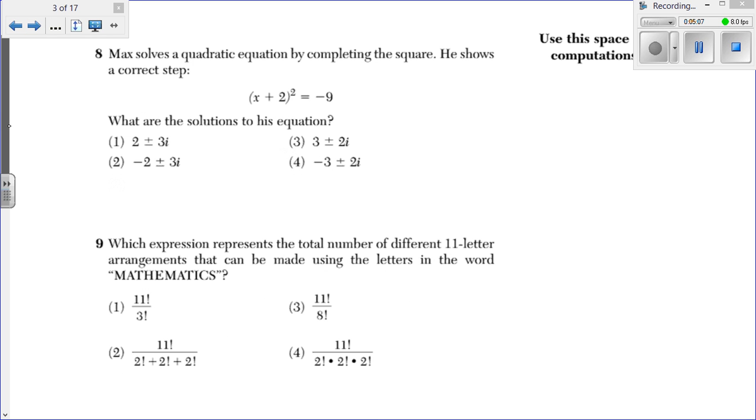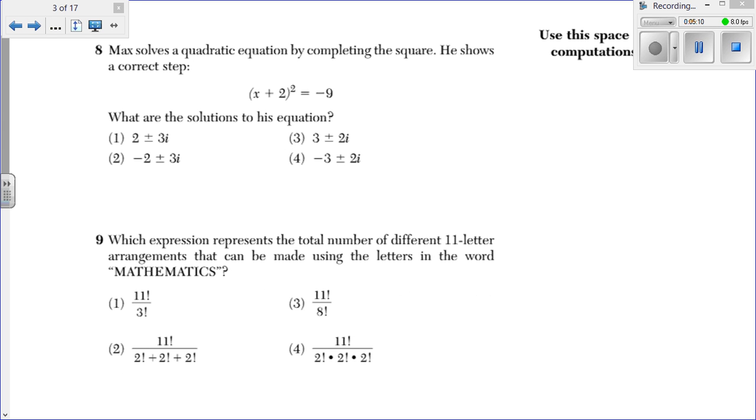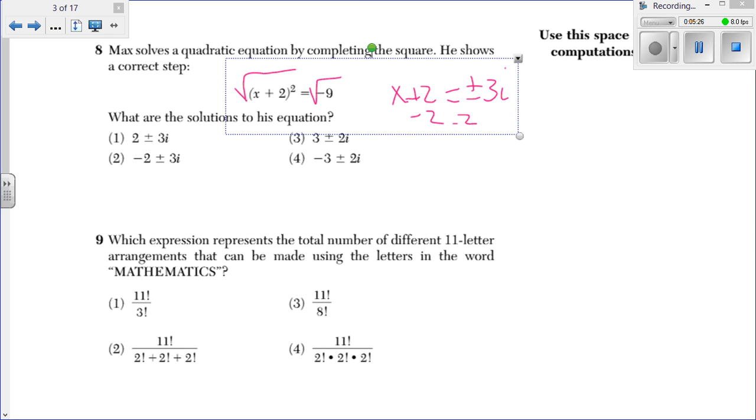Number 8. Max solves a quadratic equation by completing the square. He shows a correct step. What are the solutions to his equation? So we'll just pick up from where he left off, take the square root of both sides. So x plus 2 equals plus or minus 3i, and then subtract the 2. So x equals negative 2 plus or minus 3i. So that is choice 2.